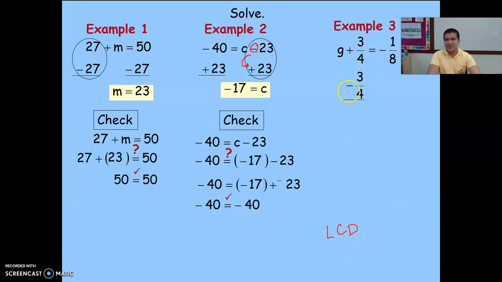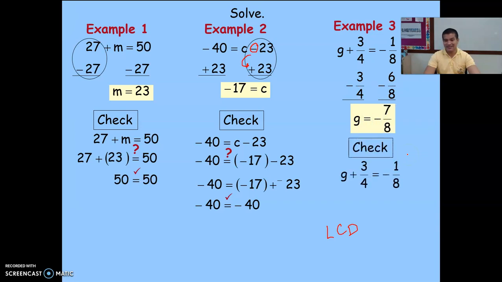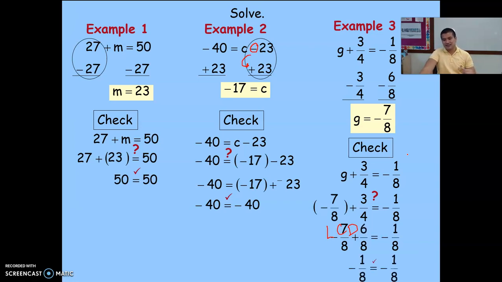Here, we are going to subtract. We have negative 3 over 4, and then the other side is negative 3 over 4. Okay, so therefore, if you are going to subtract 1 over 8 and negative 3 over 4, we must make the denominator 8 as well. So you have to find a number that will multiply by 4 to make it 8. So therefore, we multiply by 2 over 2, and we change that one into 6 over 8. So therefore, we will have 7 over 8. And then to check, the same process, which is equal to negative 1 over 8 and 1 over 8.